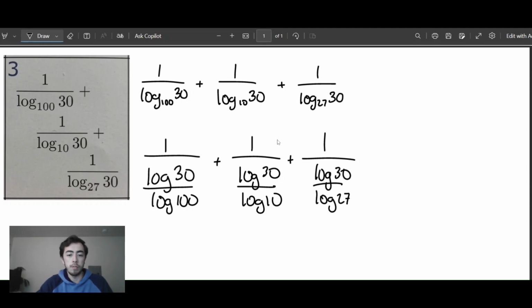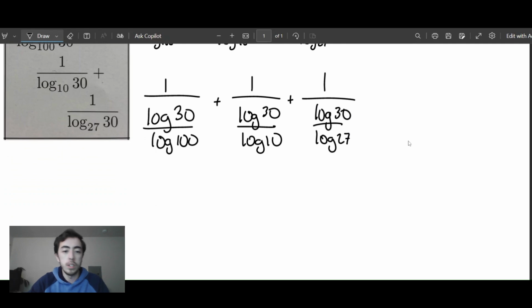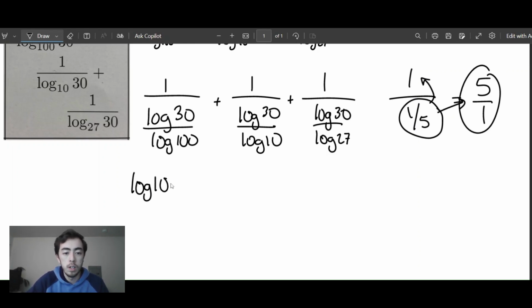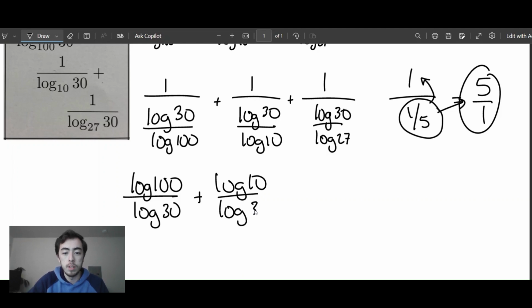And when you have fractions within fractions, you can essentially just flip this denominator, like 1 over 1/5. This says how many fifths can fit in a 1, and that's the same thing as, well, 5. So hopefully this is enough of a proof where if you do 1 divided by a fraction, you're allowed to just flip the top and bottom. So I have log 100 over log 30 plus log 10 over log 30. And this is kind of nice because I'm getting this common denominator on the bottom. And then log 27 over log 30.